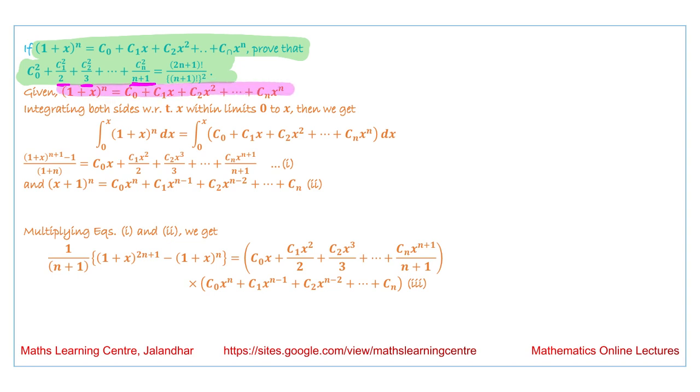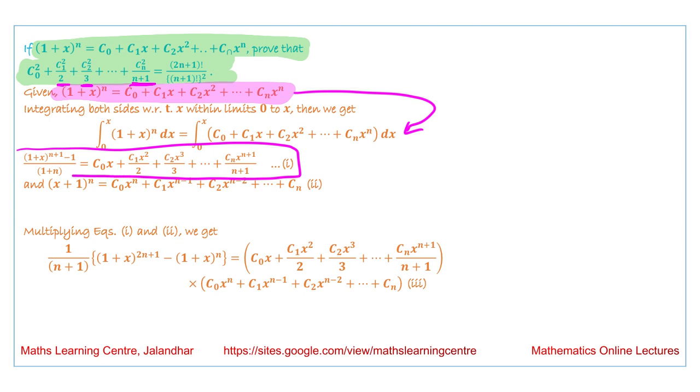This is being given to us. What we have done, we have integrated this value. We are going to integrate this value, and we obtain the expansion in this form. This is the new expansion we have obtained. This is our equation number 1. The second equation we are writing corresponding to (x + 1)^n.